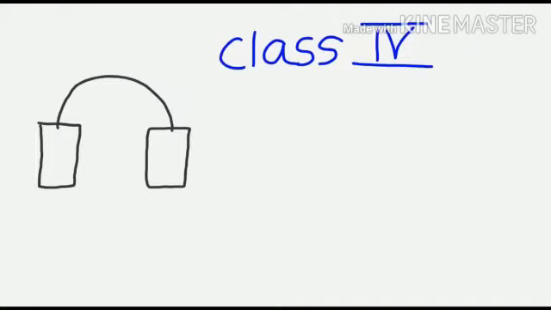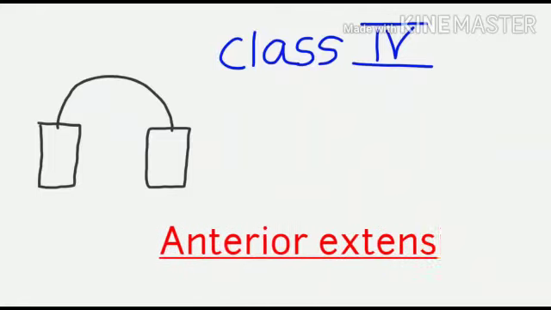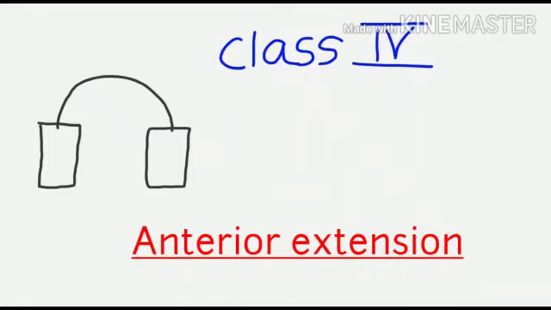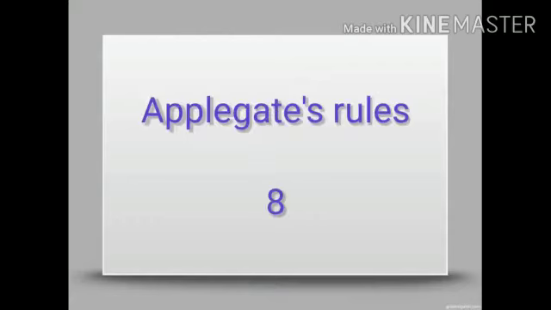So this is our class 4 classification. Here you can see that the edentulous space is now crossing the midline and the remaining natural teeth are present posterior to this edentulous space. It's also called the anterior extension and it has no modifications.